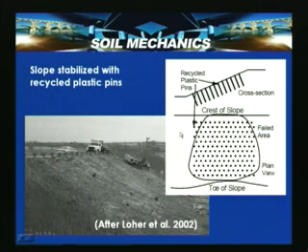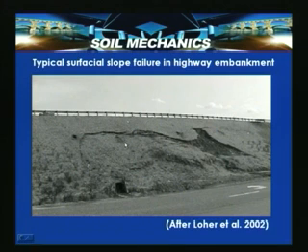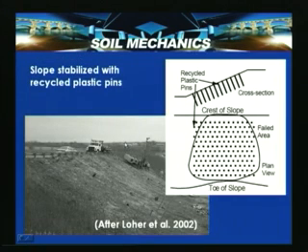So, what happened is that this unstable portion was retained by driving recycled plastic pins into the slope. The cross section is shown, and a failed area. The entire area is strengthened to prevent this slope failure. After installation of these, the slope was stabilized, and you can see in this portion the improvement reflected in this particular slide.